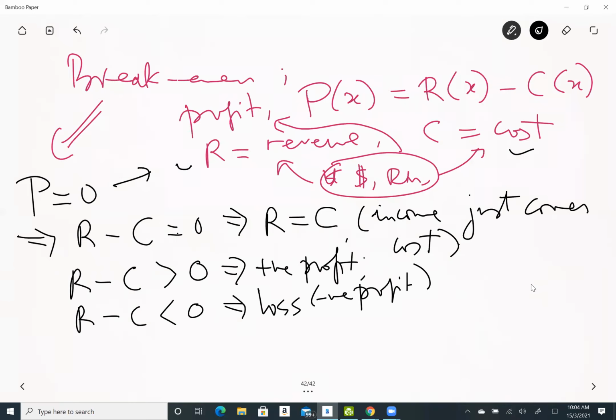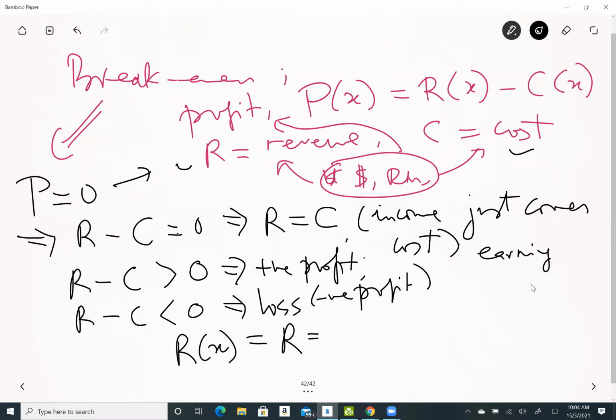So that is on the difference between revenue and cost. Okay, now we look at revenue. The revenue is a function of X. Of course, we know it's a function of X, but sometimes when you write, you don't write R of X, you just write R. Now, what is revenue? Revenue is how much you earn from the sale of a good or service. So it's the income that you earn, your earnings from the sale of a good or service.